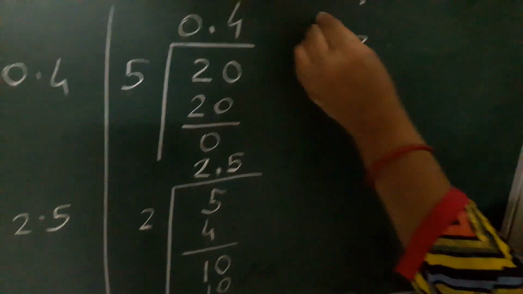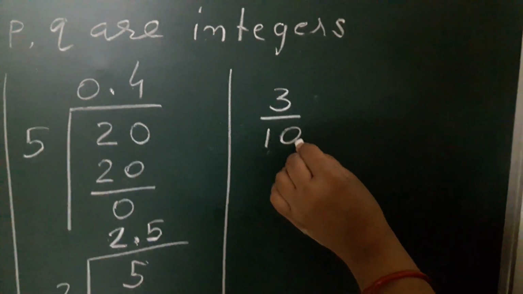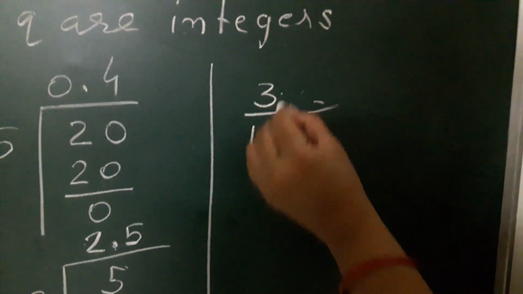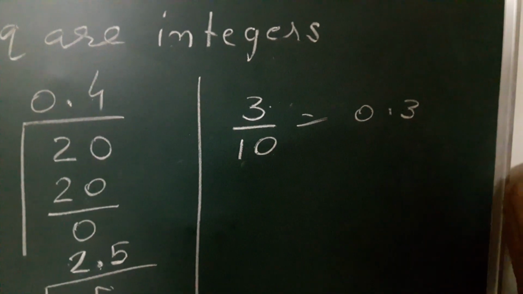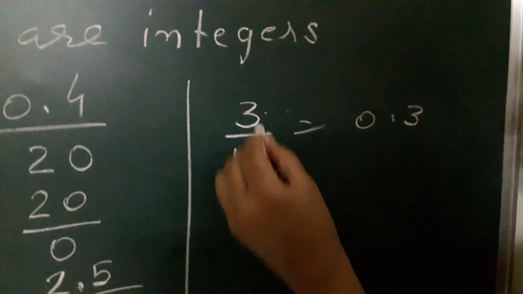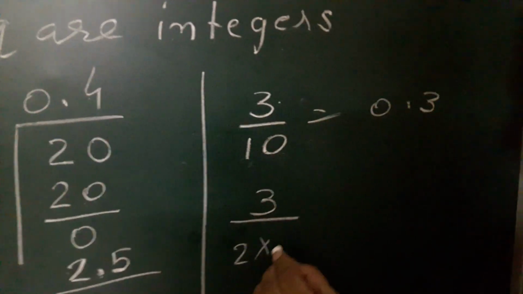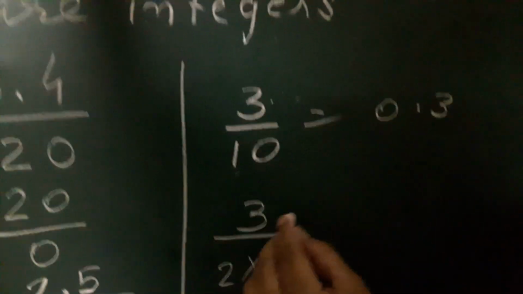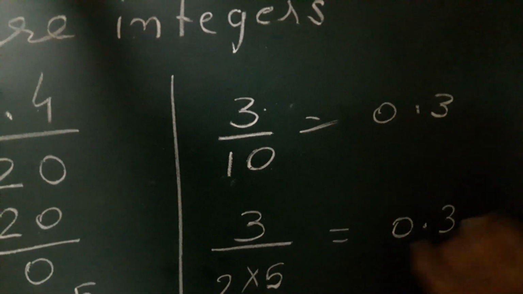Now we take the third example, 3 by 10. We can convert it directly into decimal form. 3 by 10 is 0.3. Now 3 by 10, that is 3 upon 10, can we write as 3 upon 2 into 5, which is equal to 0.3.